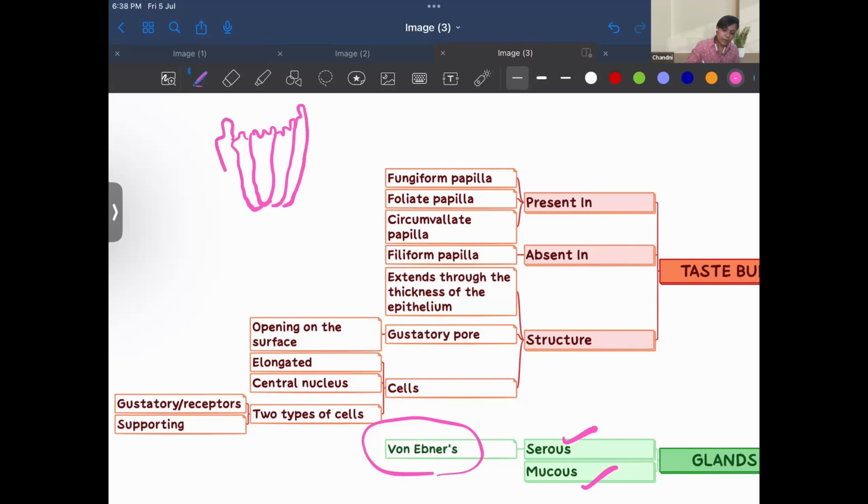This is the taste bud. Elongated cells with elongated nuclei. Now here, what is the main role of it? It has to carry taste sensations, right?